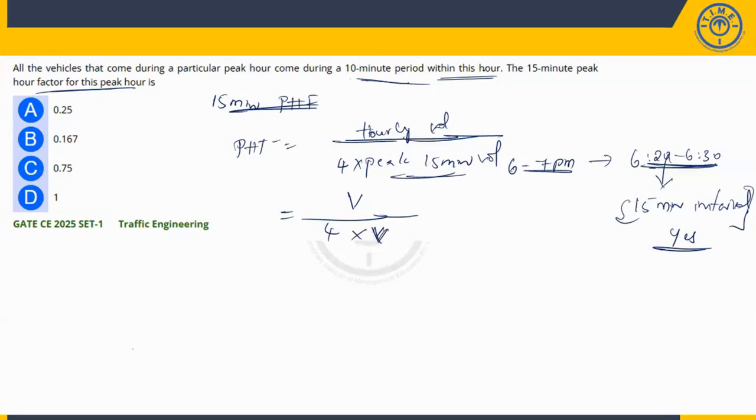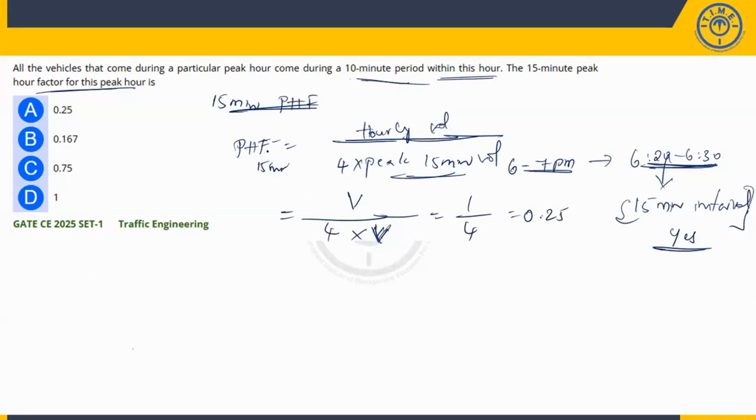Why is it V? Because all the traffic is coming in this 10 minutes. Remaining traffic is very small, negligible. Therefore, hourly volume is V vehicles per hour. That 15-minute volume or 10-minute volume is also V vehicles per hour. If he asks you for the peak hour factor for 15 minutes, that is V by 4V, 1 by 4, 0.25.